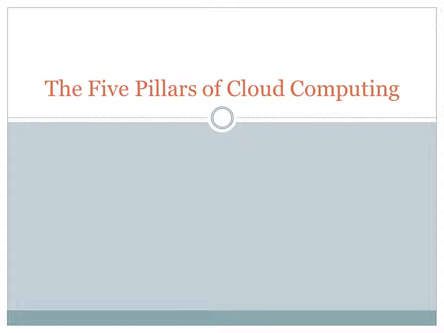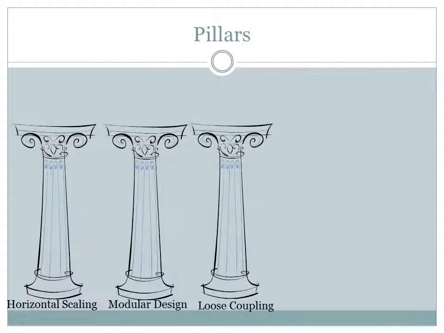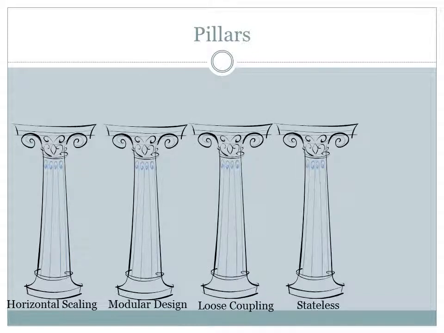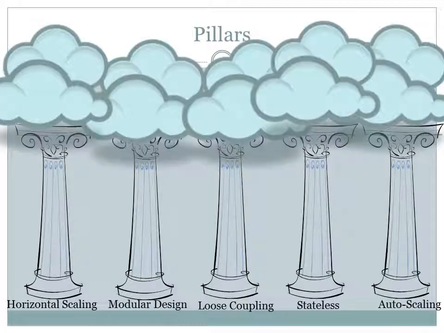Today, we will be discussing the 5 pillars of cloud computing. The 5 pillars are horizontal scaling, modular design, loose coupling, stateless, and auto scaling. Together, these 5 pillars help to support the cloud.